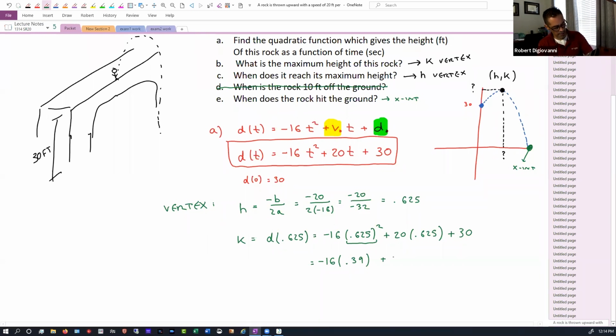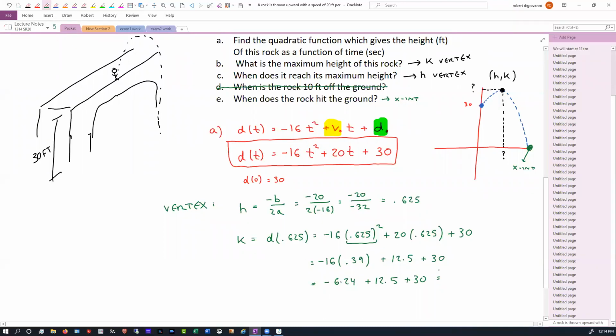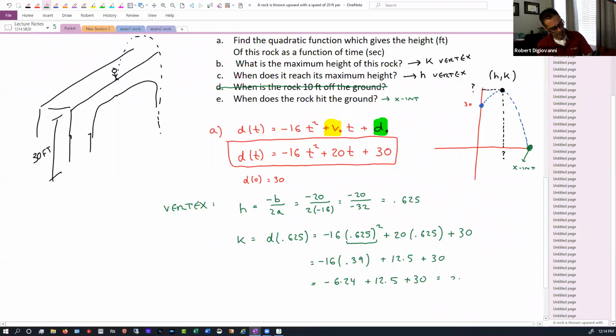Are there any questions while I'm writing this down? Okay, I'm going to do the negative 16 times the 0.39, which is negative 6.24, plus 12.5 plus 30. I'm just going to do all that on my calculator now. 36.26. Let's see if we can answer parts B and C, because don't we have H and K?